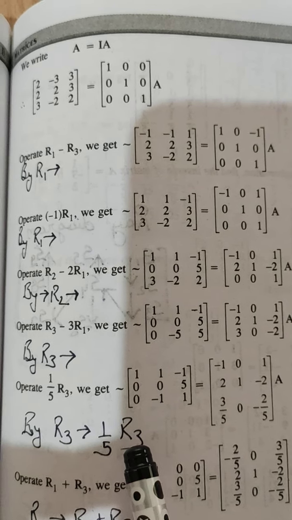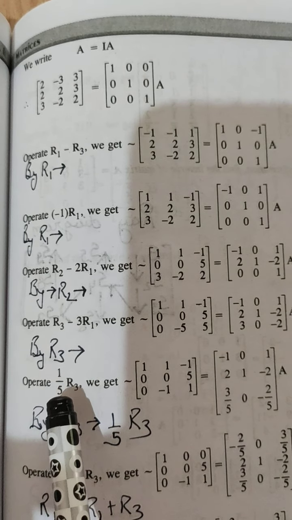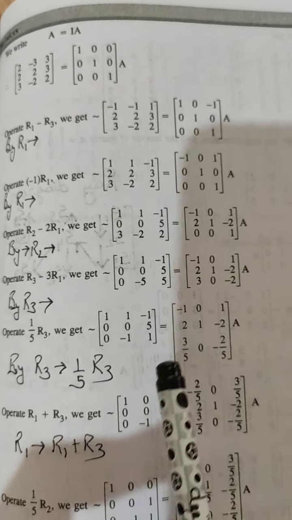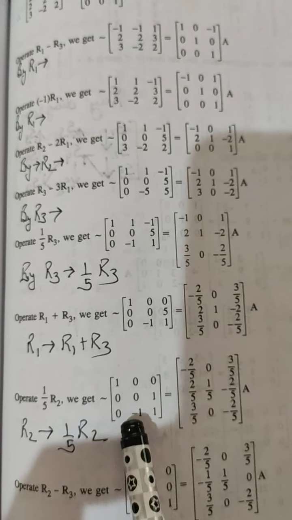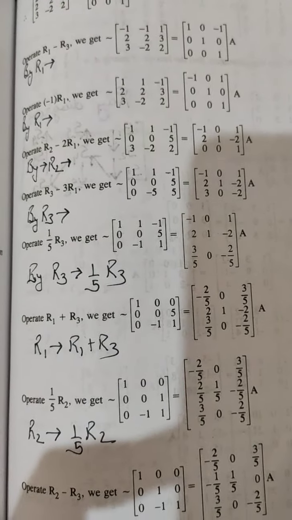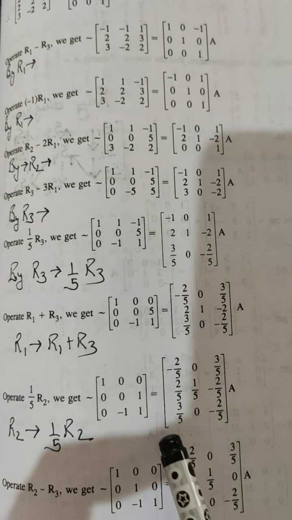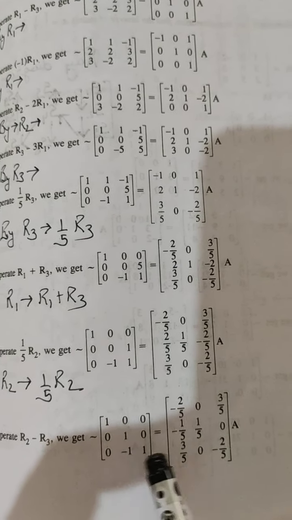So as we are applying the row operation, we want R3 gives 1/5 of R3. As we are applying, this becomes 1. With the help of it, change these two elements into 0. We are getting this matrix. Now what do you want? R2 gives 1/5 of R2. Then, applying the property, R2 gives R2 minus R3.